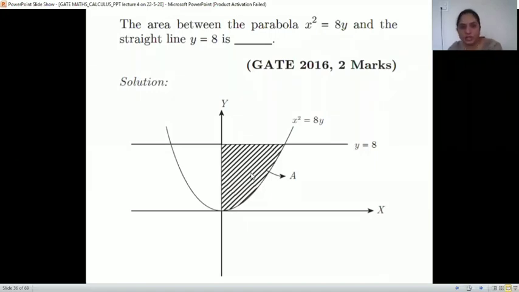I'm waiting for the answer. So draw a strip, any strip, either parallel to y or parallel to x.